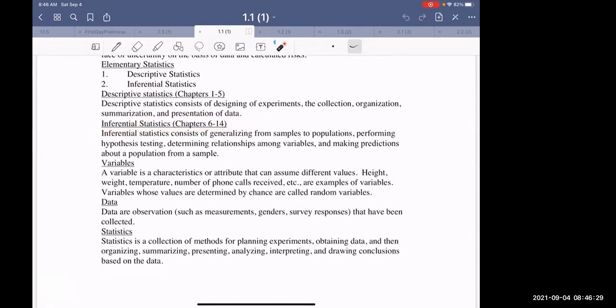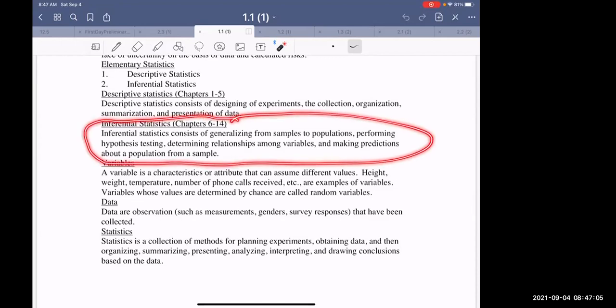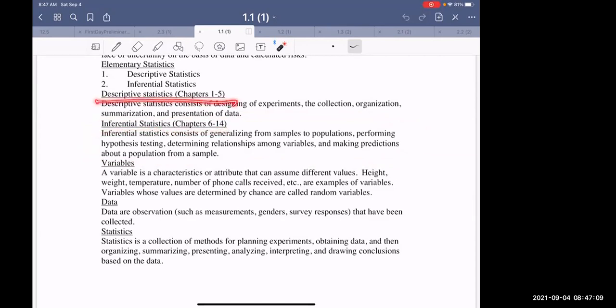The latter half of the course will involve inferential statistics, which consist of generalizing from samples to populations, performing hypothesis tests, determining relationships between variables, and making predictions about a population from a sample. So this is really the important part of statistics. This is the meat of the course. But in order for us to understand inferential statistics, we use the techniques of descriptive statistics. So this is really just a reinterpretation of what we've done here. And so it's necessary to first complete descriptive statistics.